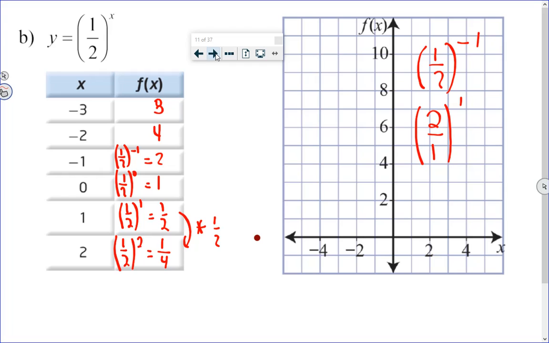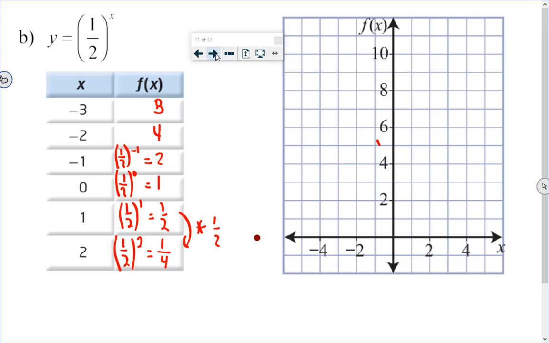I mean, stop and think. If going this way in steps of 1 for x multiplies by 1/2, then going this way in steps of 1 for x must multiply by 2. Once you get this whole behavior of the function in terms of the base straightened out in your head, it's really easy to graph it.